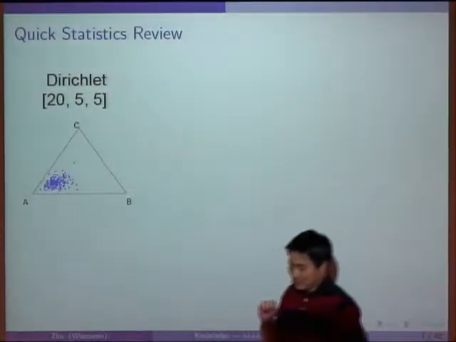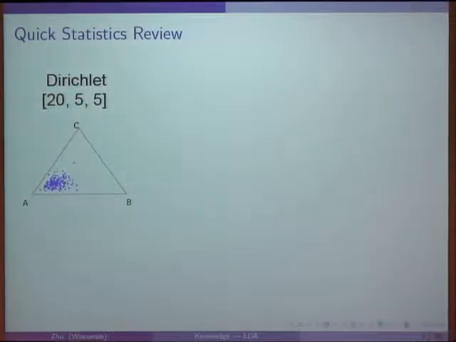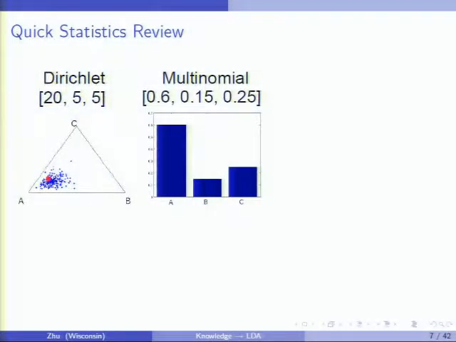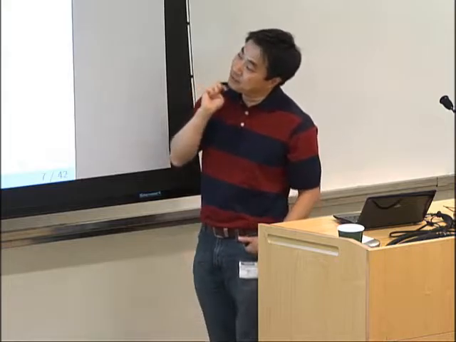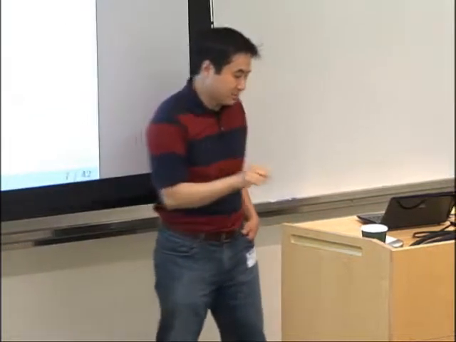And the blue dots are samples from this Dirichlet. If a dot is close to A, that means the probability of A is closer to 1, and so on and so forth. So from a Dirichlet, you sample a die, which is a multinomial. In this case, we show this particular multinomial 0.6, 0.15, 0.25, which corresponds to the red dot there.